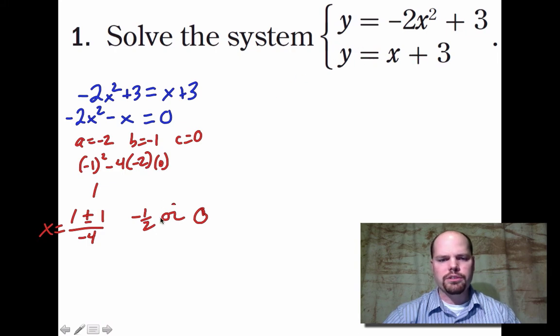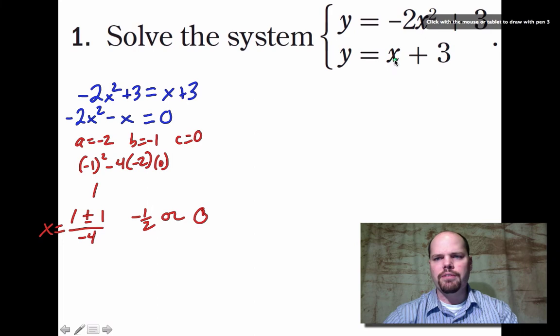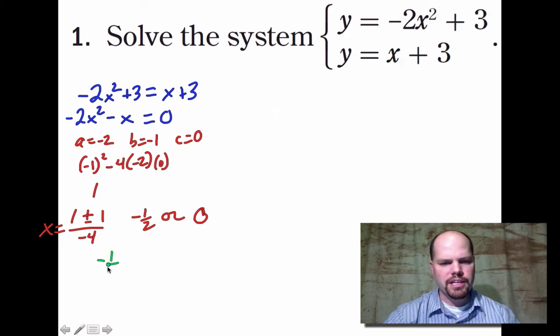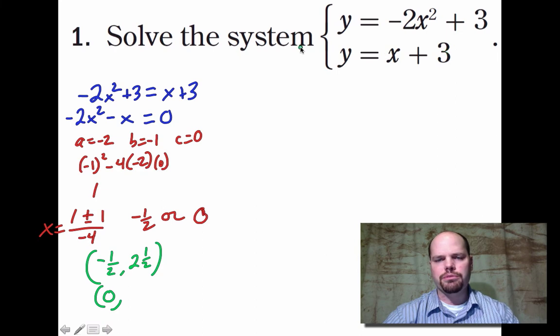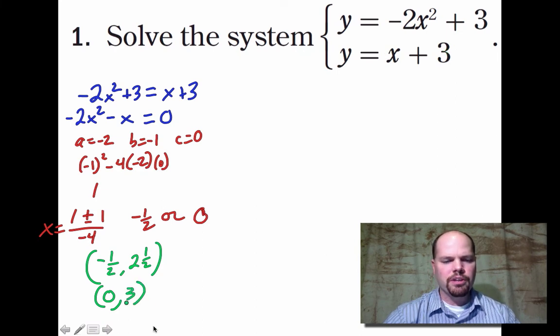Now figure out what the y is accordingly. In the first one, I'm going to put in negative 1/2. Negative 1/2 plus 3 is 2.5. So one of my solutions is negative 1/2 and 2.5. The other solution, with x equal to 0, gives 0 plus 3, which is 3. So it's 0, 3.